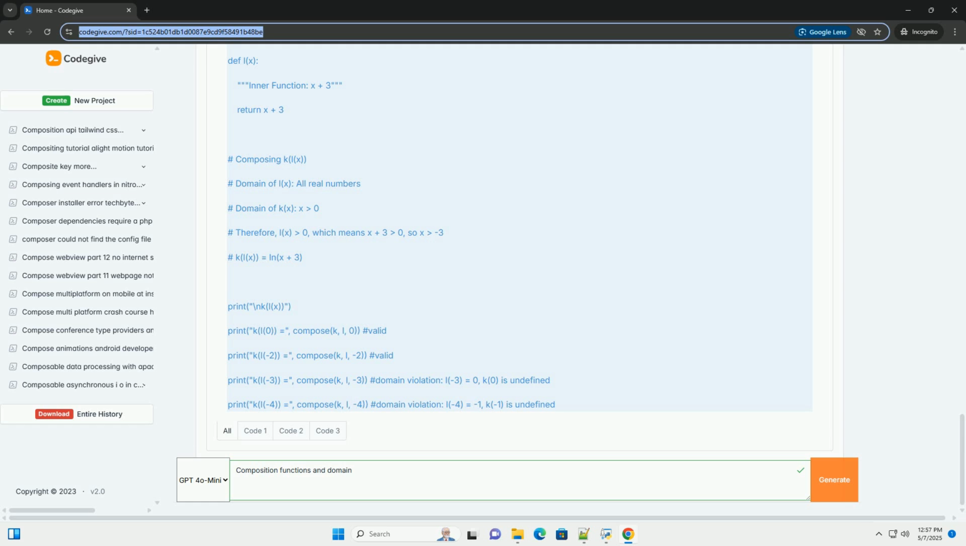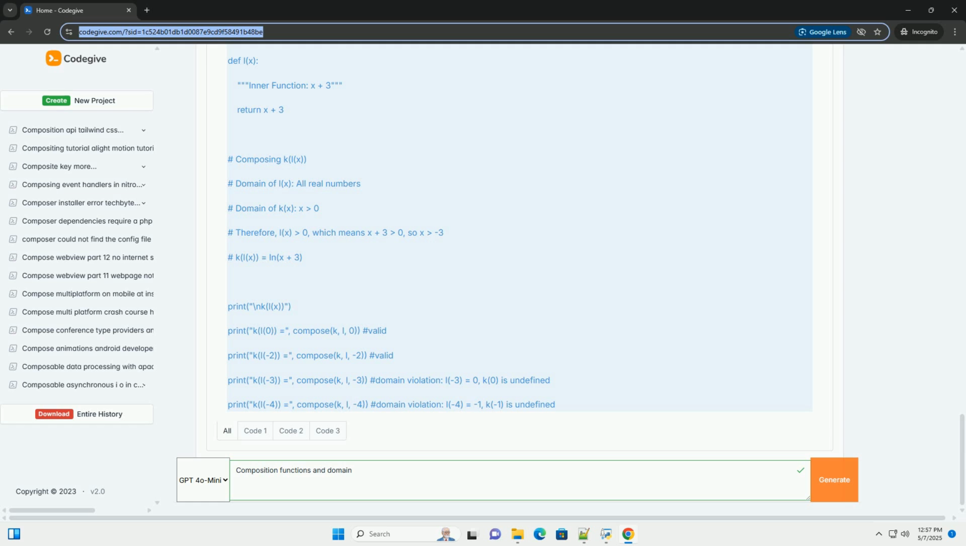More complex examples. Let's look at some more complex examples where finding the domain requires a little more algebra. Example 1: f(x) = 1/(x - 2), g(x) = sqrt(x). We want to find the domain of f(g(x)) = 1/(sqrt(x) - 2).